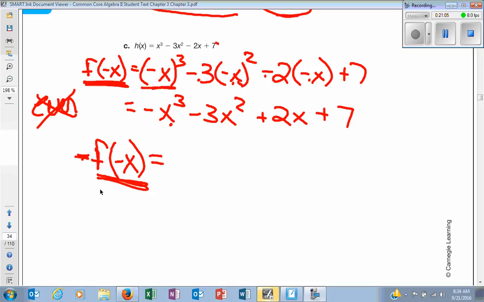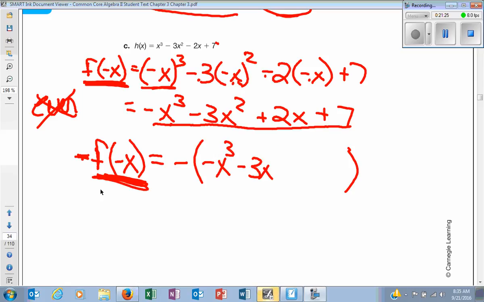You can do this a faster way. You don't have to. I'll do the fast way after. I'm going to do it the long way in the beginning. I can do negative, and then I put parentheses. And I'm going to put everything I just found out, which is right here. Does everybody understand that? Negative x to the third minus 3x squared plus 2x plus 7.